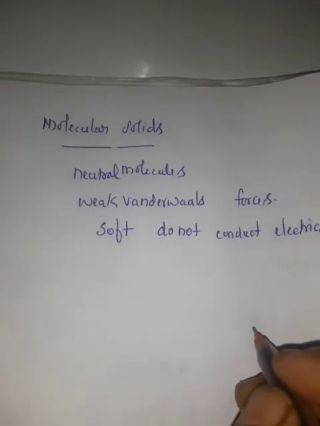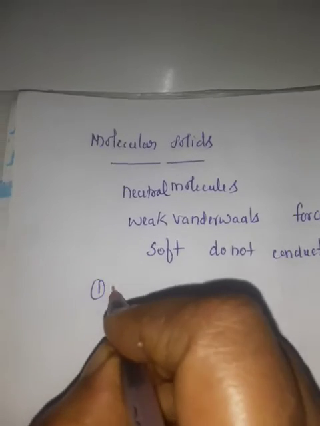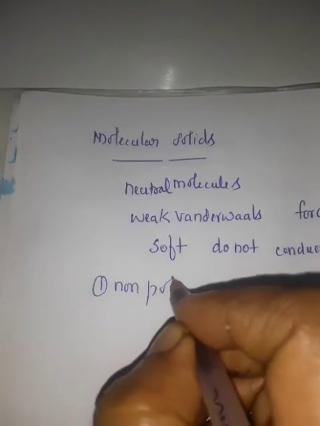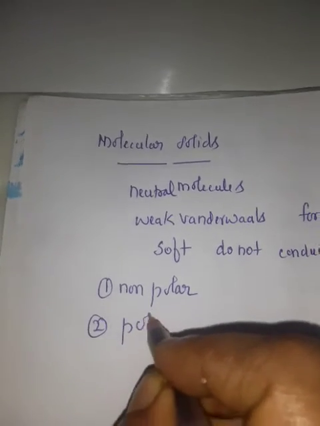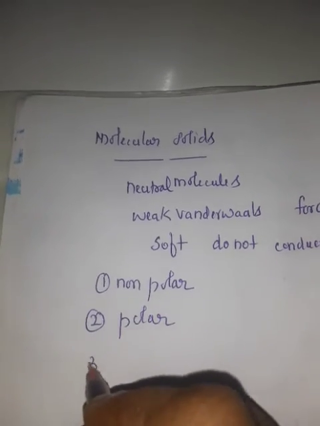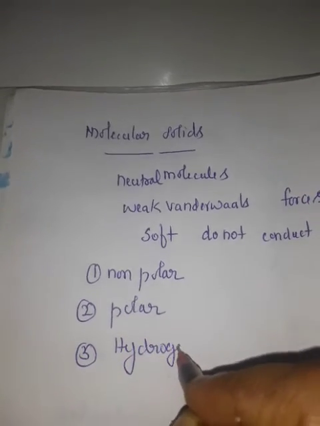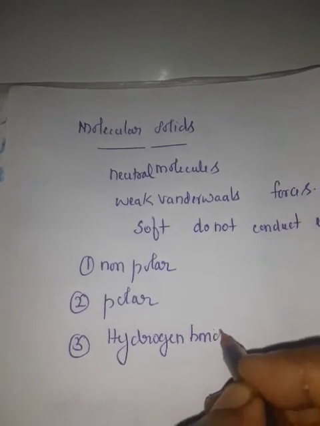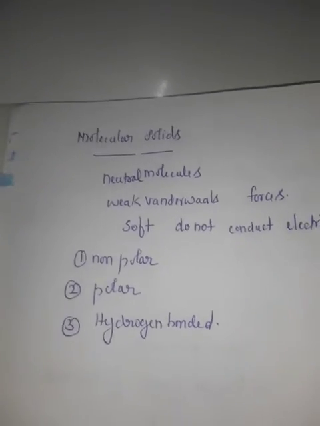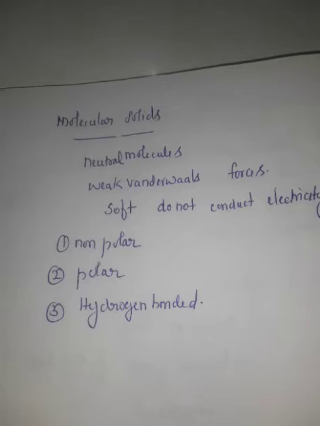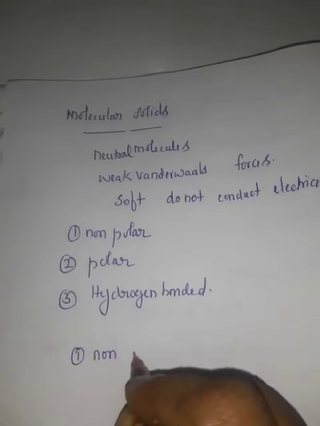So they are subdivided into three types. Number one, non-polar molecular solids. Number two, polar molecular solids. Number three, hydrogen bonded molecular solids. Non-polar, polar, hydrogen bonded. So first one, non-polar.